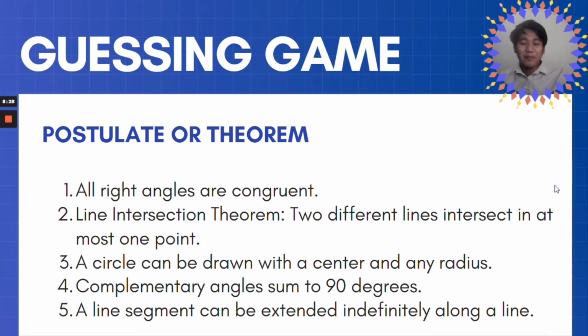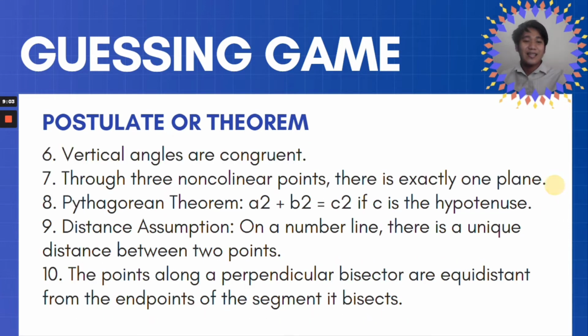So, guess. Number 1. Is "all right angles are congruent" a postulate or a theorem? Just guess. Number 2. Line intersection theorem. Okay, there's a clue: 2 different lines intersect in at most 1 point. Number 3. A circle can be drawn with a center and any radius. Number 4. Complementary angles sum to 90 degrees. Number 5. A line segment can be extended indefinitely along a line. Number 6. Vertical angles are congruent.